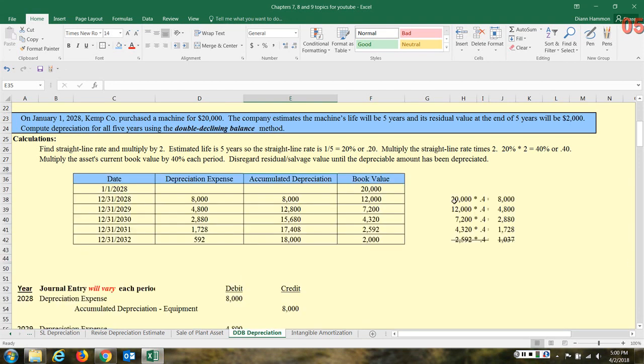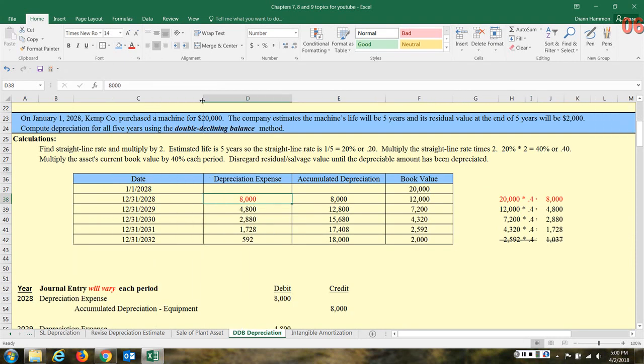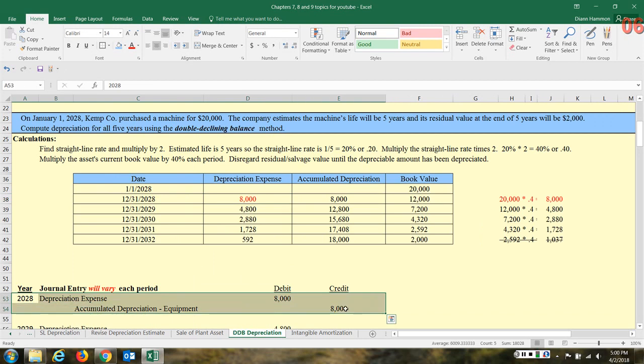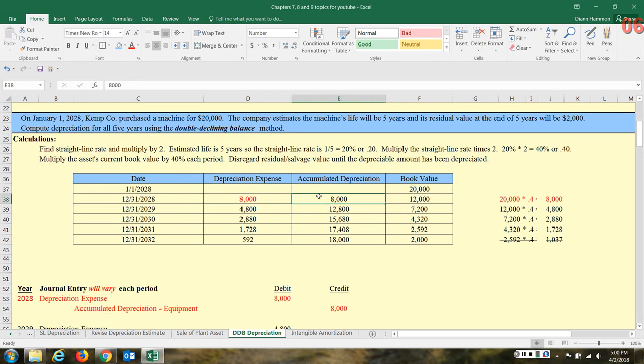So look over here on the right, for year 1, 20,000 times 0.4 is 8,000. So the amount of depreciation expense for year 1, $8,000. Stretch this out just a little bit. And so you actually see the first journal entry there is recorded depreciation expense, $8,000 for the debit, accumulated depreciation, $8,000. So for year 1, accumulated depreciation would be the $8,000.